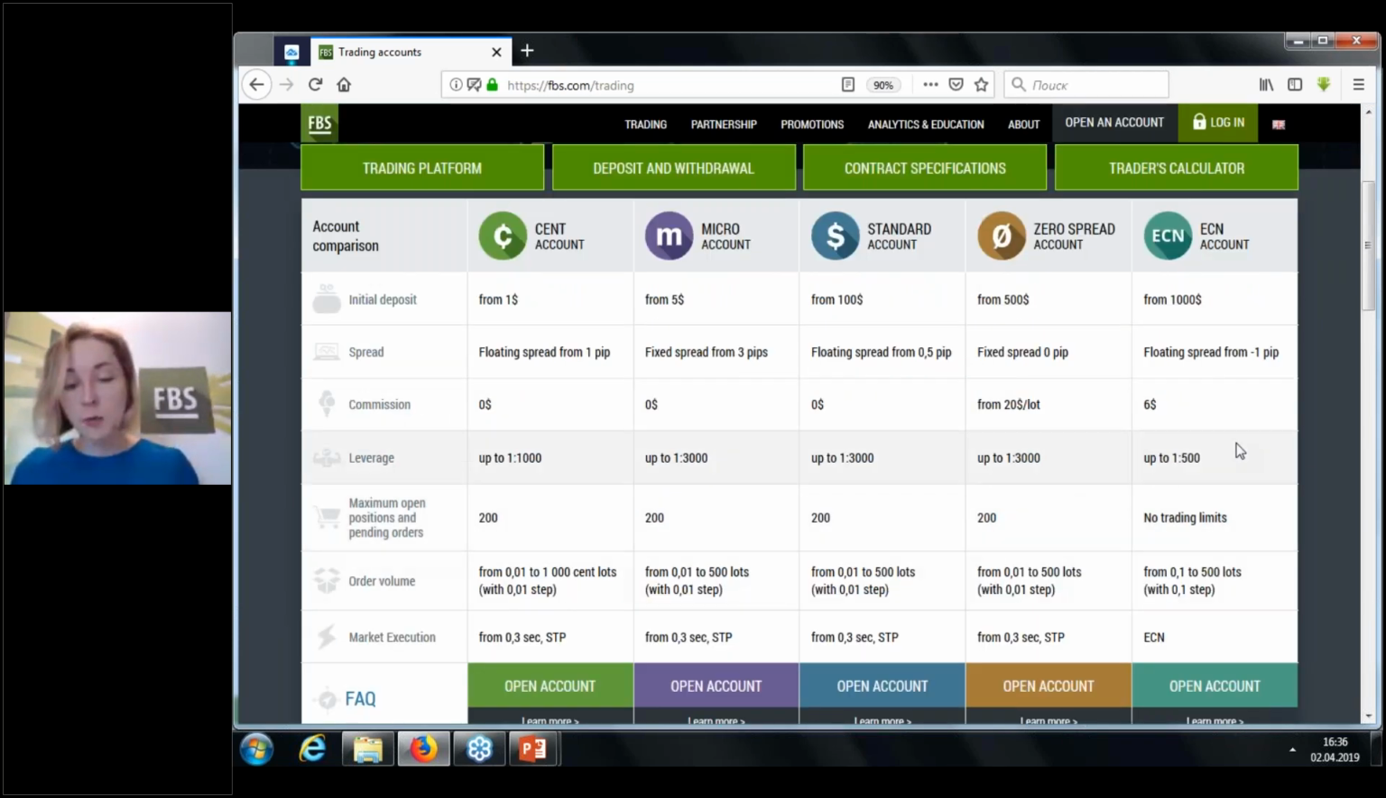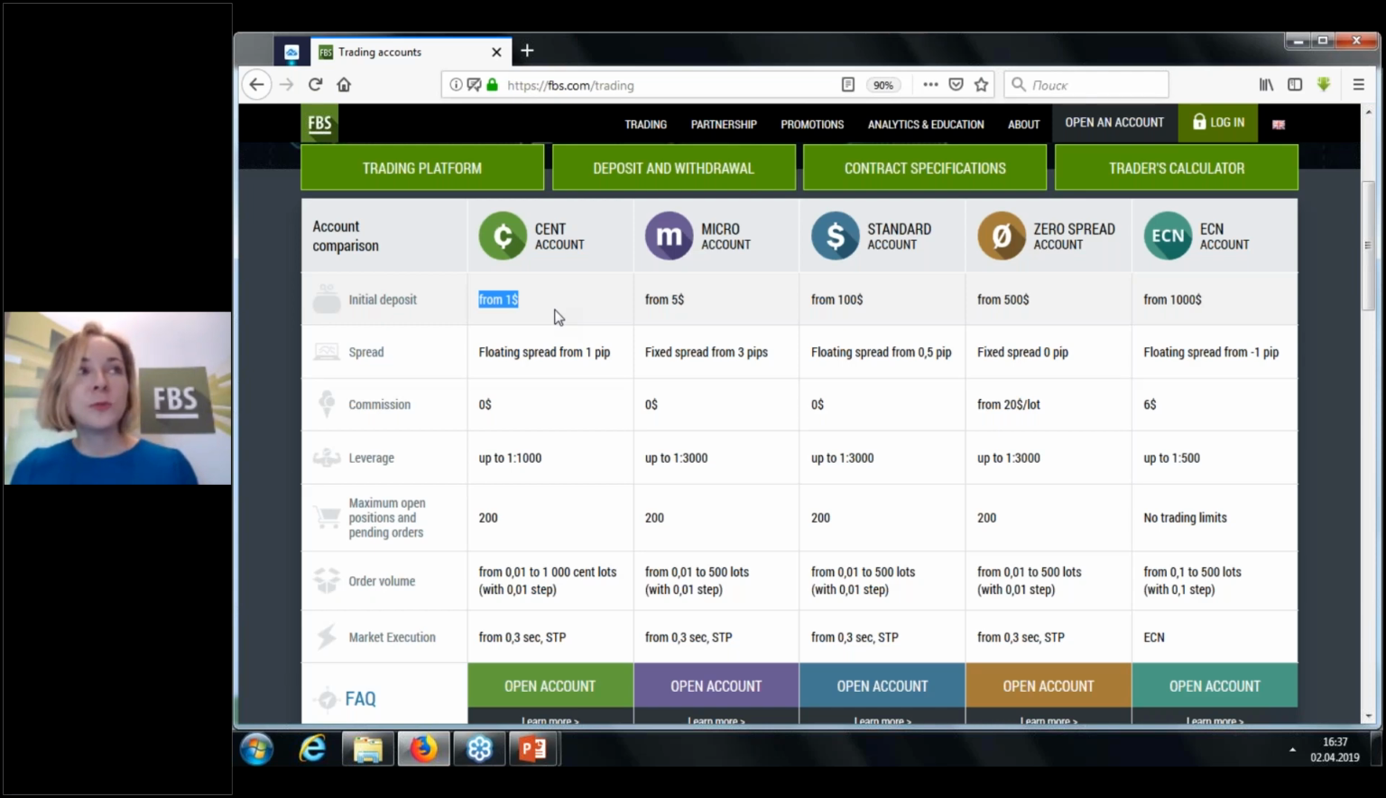And I saw that someone asked about the initial deposit with FBS. You can see that also it starts actually from $1, if I remember correctly, for cent account, where you can imagine that you trade forex market like in miniature. So you can trade with your real money, but of course on cent account the amount you invest will be small and gains or losses will be small as well.